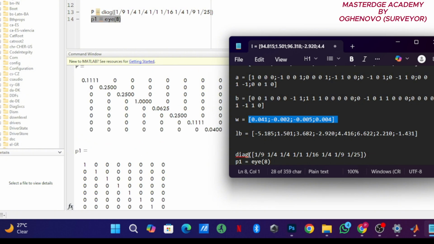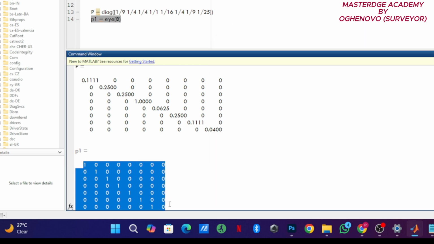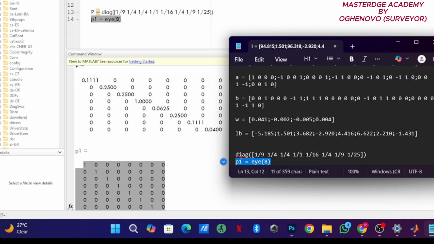So for this formula you are seeing here, it means this P1 is 8 by 8 identity. This is the one here. But for this one you are seeing, on the diagonal, this formula is for this one up here. It just means replace this one you are seeing here with 1 over 9. This is 1 over 9 if you push your calculator. Replace the second one here with 1 over 4. 1 over 4 is 0.25.